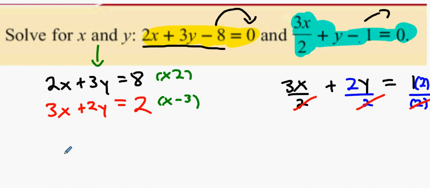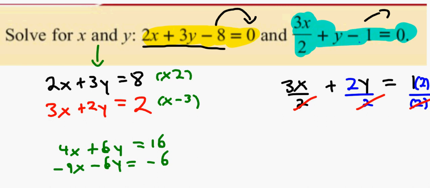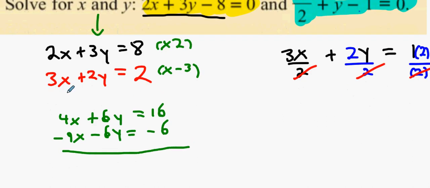And what we're going to get is 4x plus 6y equals 16. Underneath we're going to get minus 9x minus 6y equals minus 6. We're going to add downwards like so. And when we add downwards we're going to get a 10 here, minus 5x there. Multiply both sides by minus. Divide by 2. Actually, divide by 5. Minus 2, yeah.